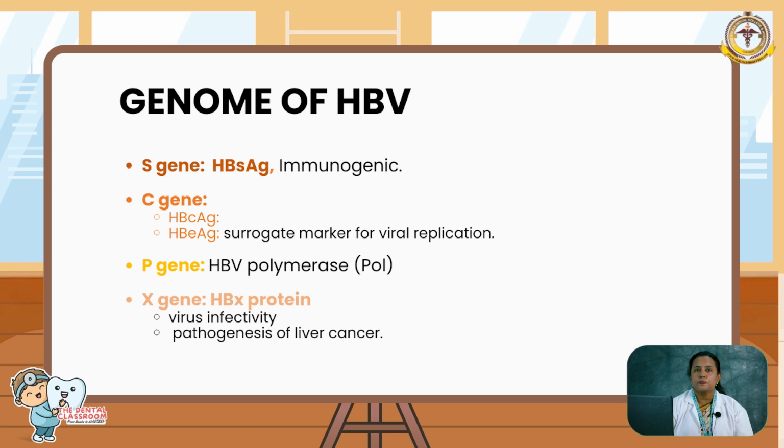Each codes for a specific protein which is important for viral replication as well as infectivity. The S gene codes for hepatitis B virus surface antigen, which is immunogenic in nature. The X gene codes for hepatitis B X protein, which is important for viral replication and pathogenesis of liver cancer. And the P gene codes for hepatitis B virus DNA polymerase, which is essential for DNA replication.